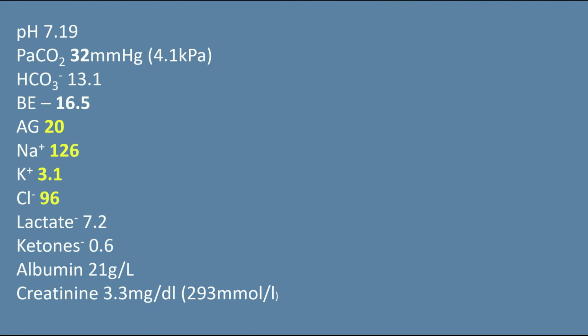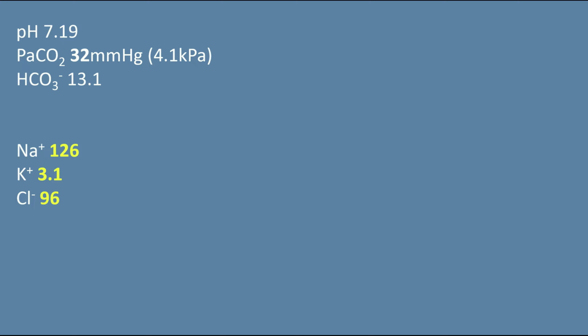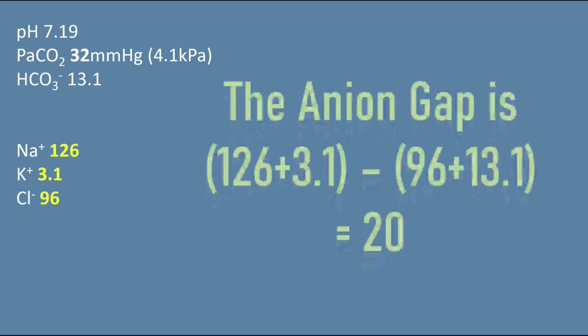Looking at Larry, let's do an anion gap on him. So let's get rid of all the stuff that we don't need and look at the sodium, potassium, and the chloride. And the anion gap here is 126 plus 3.1, sodium plus potassium, minus the chloride, 96 plus 13.1, which is the bicarbonate, and that gives us an anion gap. And that has been helpfully given to us by our machine.